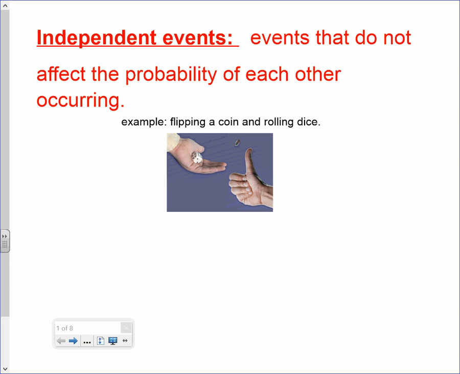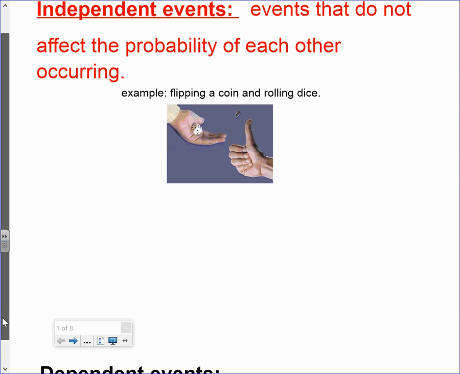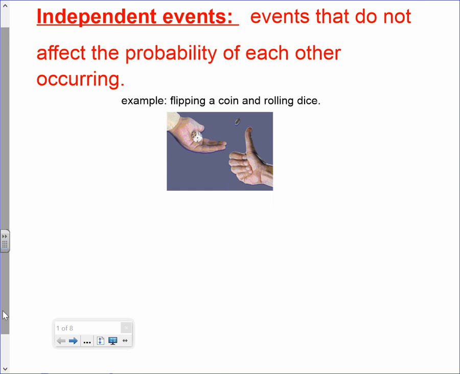Events that do not affect the probability of each other occurring. Flipping a coin and rolling a dice would be an example. So if I flip a coin and roll a die, well, I'll wait till you guys are done writing.